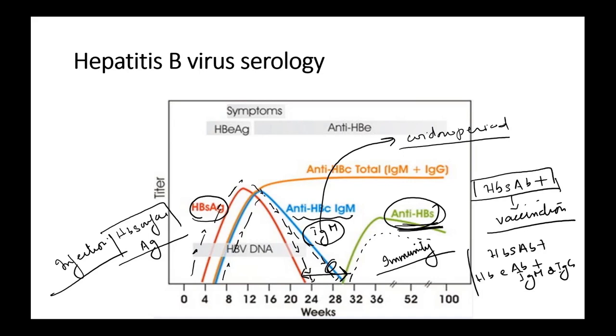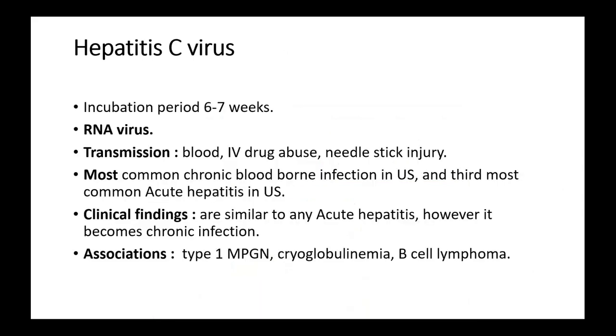So this is hepatitis B virus serology. It's very important. They will definitely ask you a question about serology in hepatitis B infection. So next is hepatitis C, an RNA virus. Don't forget hepatitis B virus is a DNA virus; A and C are RNA viruses. Transmission is by blood, IV drug use, needle stick injury.